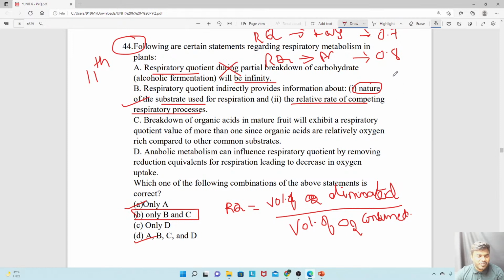Yeah, it's more than 1 for the organic. That's absolutely right. Breakdown of organic acid in mature fruit will exhibit a respiratory coefficient value more than 1, since organic acids are relatively oxygen rich. Statement C is right. Anabolic metabolism never influences the respiratory coefficient, it always decreases the respiratory coefficient. Hence option B is correct. Option C is also correct. Hence the right answer is B.